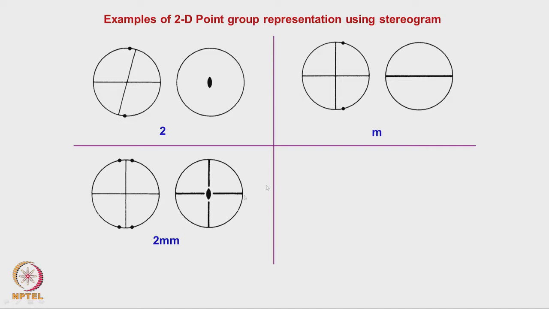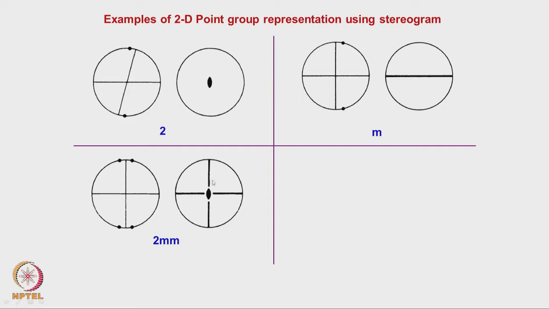Similarly, with a thick line in the stereographic projection, the mirror will be represented. This way also one can represent it. For 2mm, if we take a pole and rotate it 180 degrees, it comes here, and another rotation it comes back, right. And if we keep a mirror on the YZ plane, then this point will get reflected here. So now we have 4 poles. This represents 2mm symmetry on a stereogram.